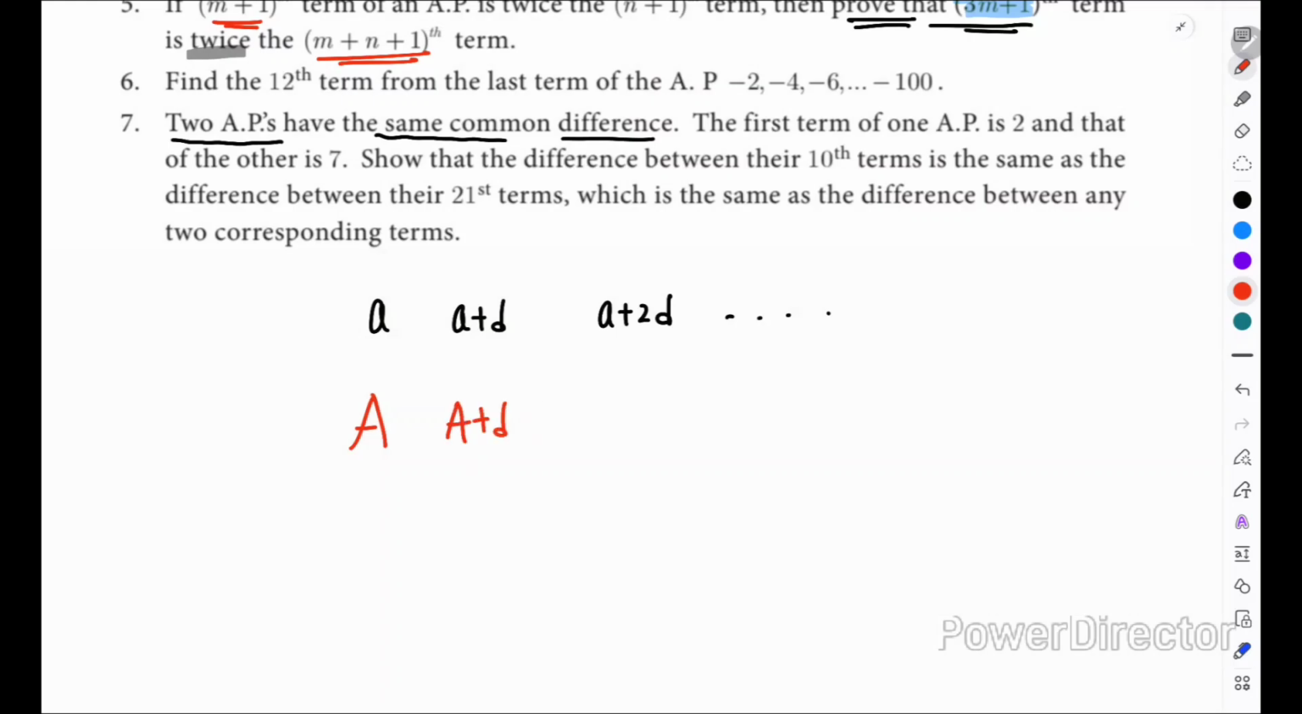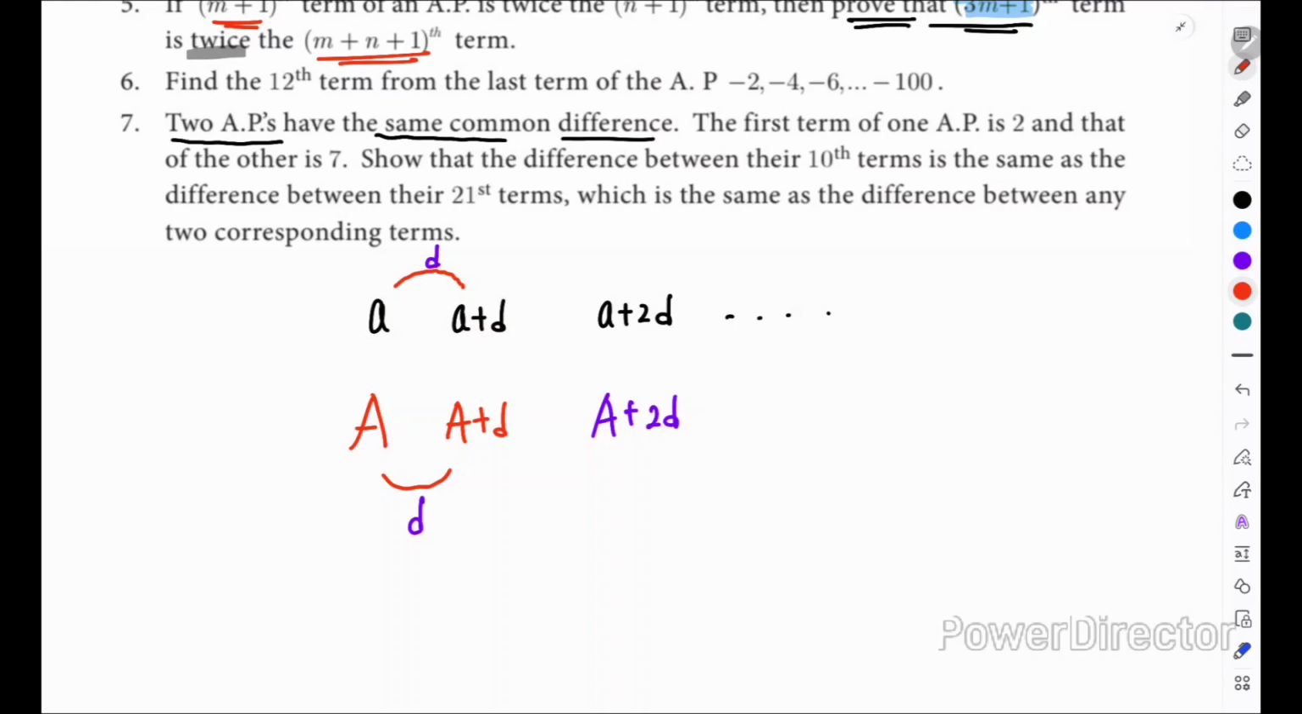See, in the question they are telling that this is the same common difference, which means whatever I'm using here, I have to use here the same. The common difference should be the same. The common difference here is d, so here also d. So next would be capital A plus 2d. So no change. It's not a big deal, right?